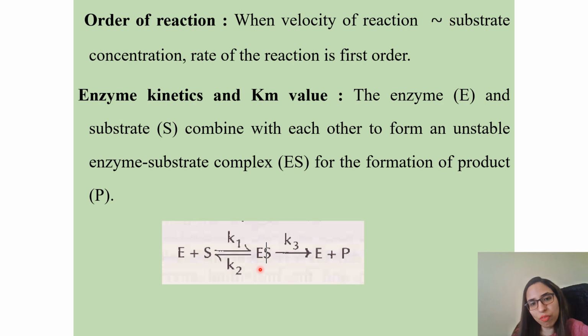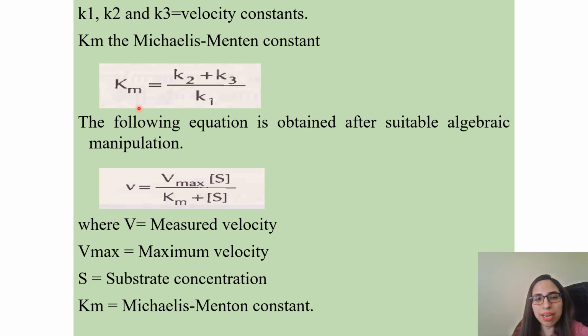The enzyme joins with the substrate and forms the enzyme-substrate complex. After that, with the help of K3, they produce enzyme and product. Here we discuss Km. What is Km? Km is the Michaelis constant, equal to K2 plus K3 divided by K1. And this is the Michaelis-Menten equation, where V equals Vmax times S divided by Km plus S. You can relate this to the linear regression equation, Y equals mx plus c.